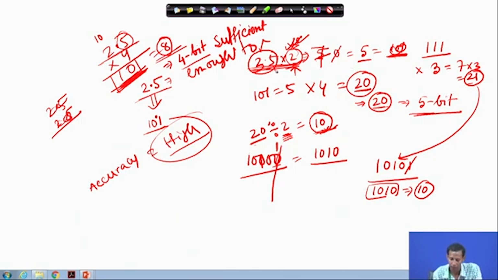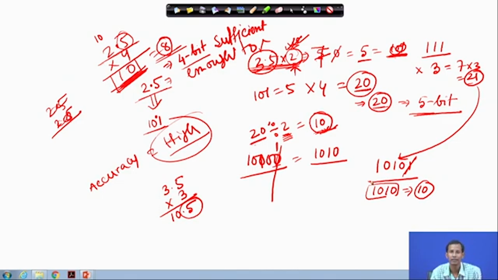But in actual, what should the result be? That is 3.5 multiplied by 3, which is 10.5. So because of the truncation of this LSB, I accumulate an error of 0.5 here. While we are doing this scaling, if the operation gives an odd number and then I do the truncation, I will surely accumulate the error.